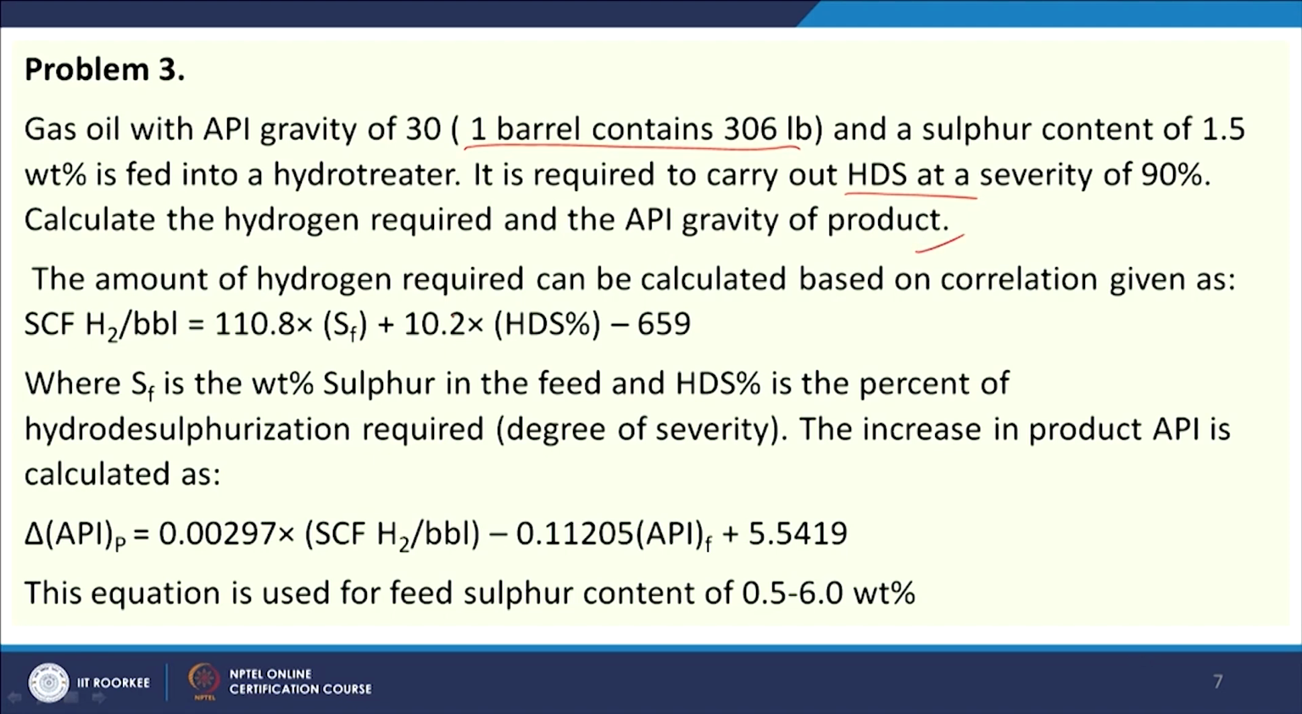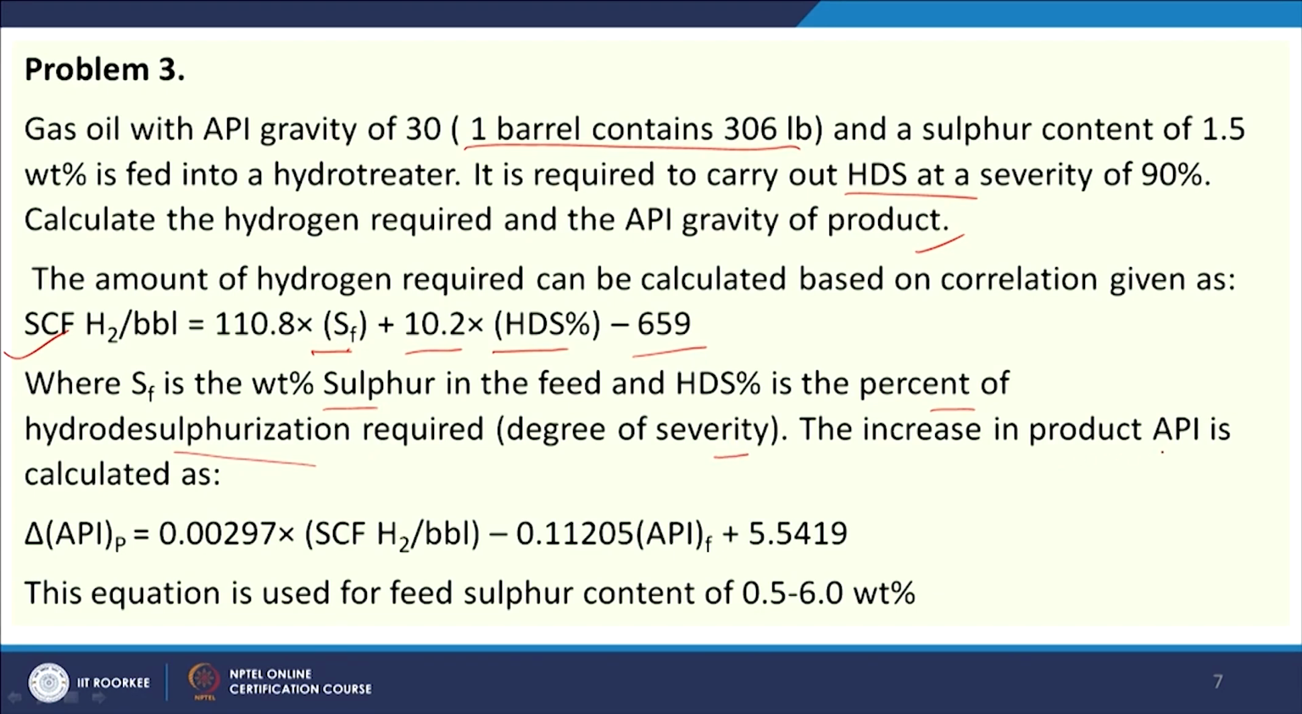The amount of hydrogen required can be calculated based on the correlation SCF hydrogen per barrel equals 110.8 times SF plus 10.2 times HDS in percentage minus 659. Here SF is the weight percentage of sulfur in the feed and HDS is the percent of hydrodesulfurization required, that is the degree of severity.